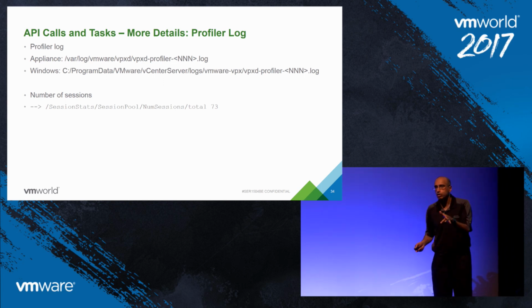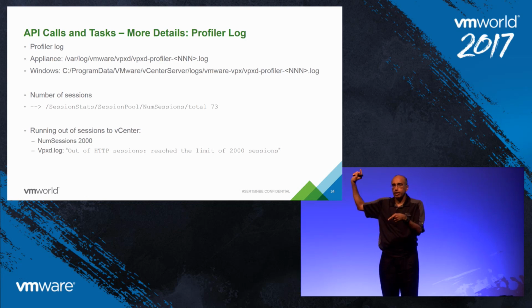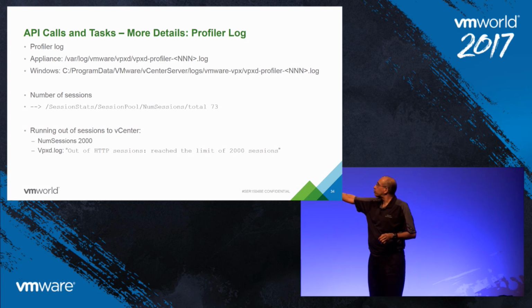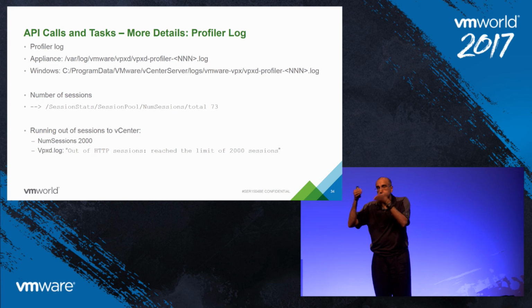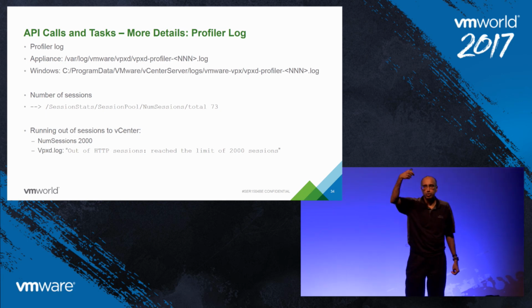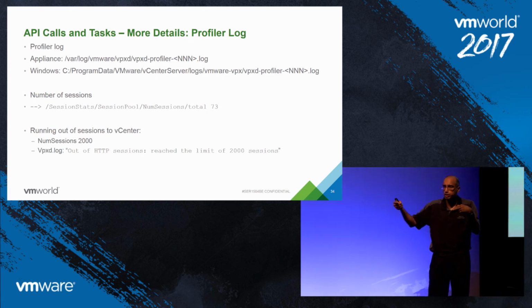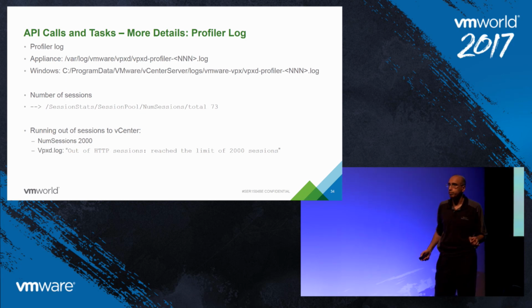So what you're really looking for is for that number of sessions to be 2,000, and you're looking for an entry in the VPXD log, not the profiler log, but the VPXD log, an entry that says what I've shown here, that you've reached the limit of 2,000 sessions. The reason you have to look in both places is that vCenter can do a limited amount of garbage collection of sessions, but it can't necessarily garbage collect every single one. That's why you look at both to see if you're running up against this session limit.